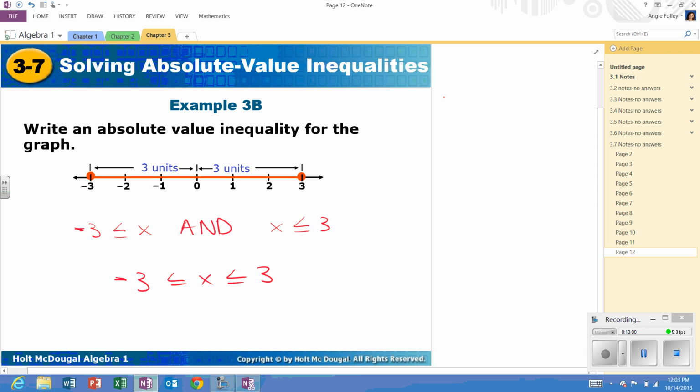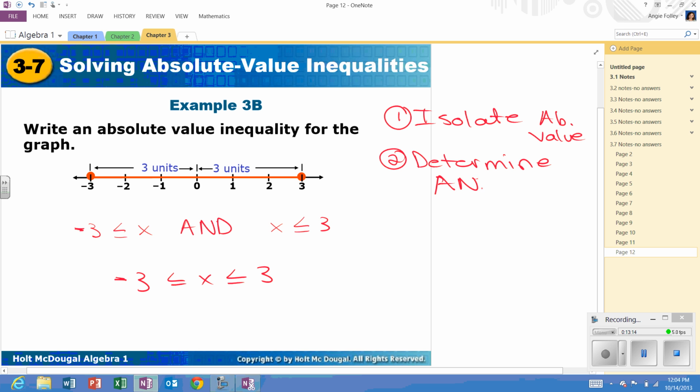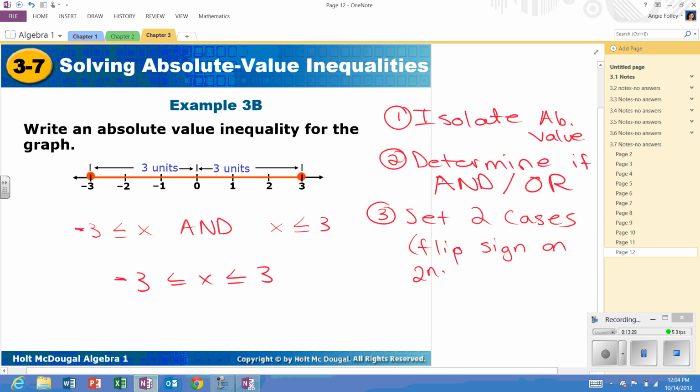Okay, so the big steps in all this, remember: Step 1, isolate the absolute value. Step 2, determine if it's an and or an or. Step 3, set up two cases, but remember the second case, flip the sign and have a negative number on the other side.